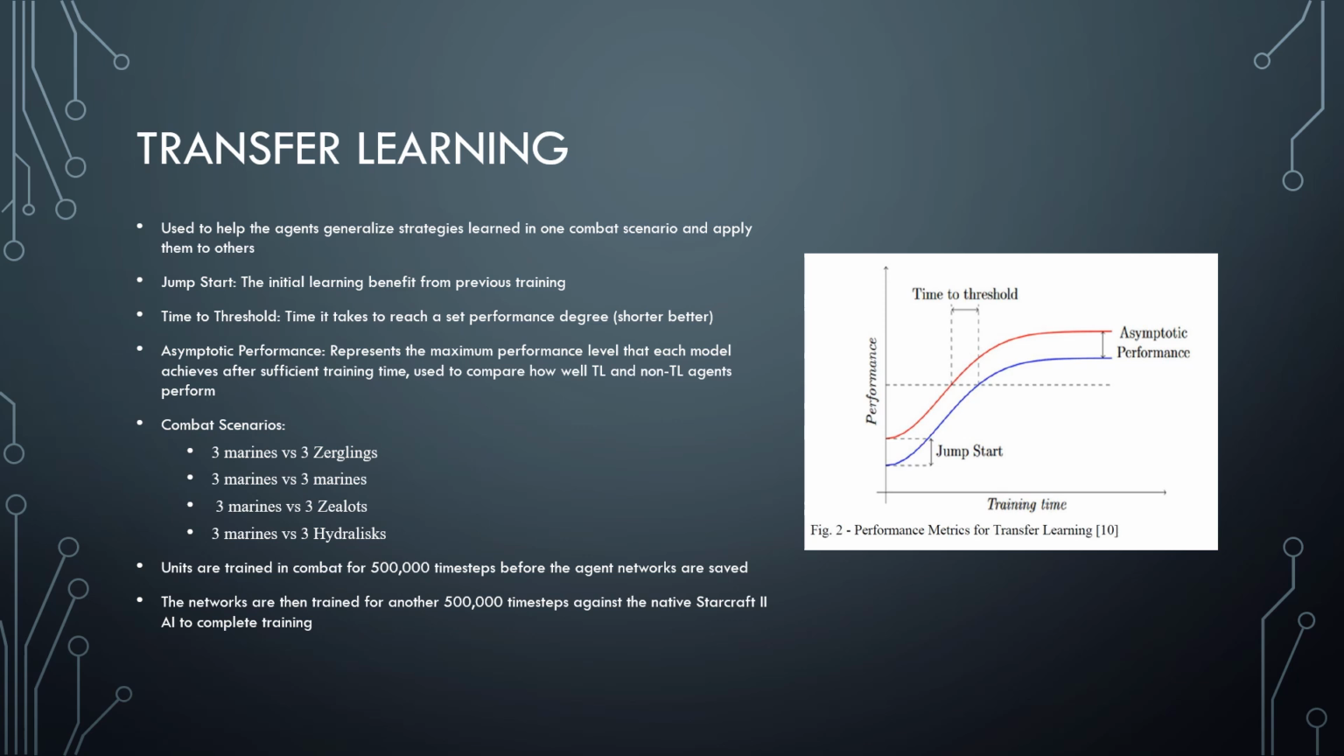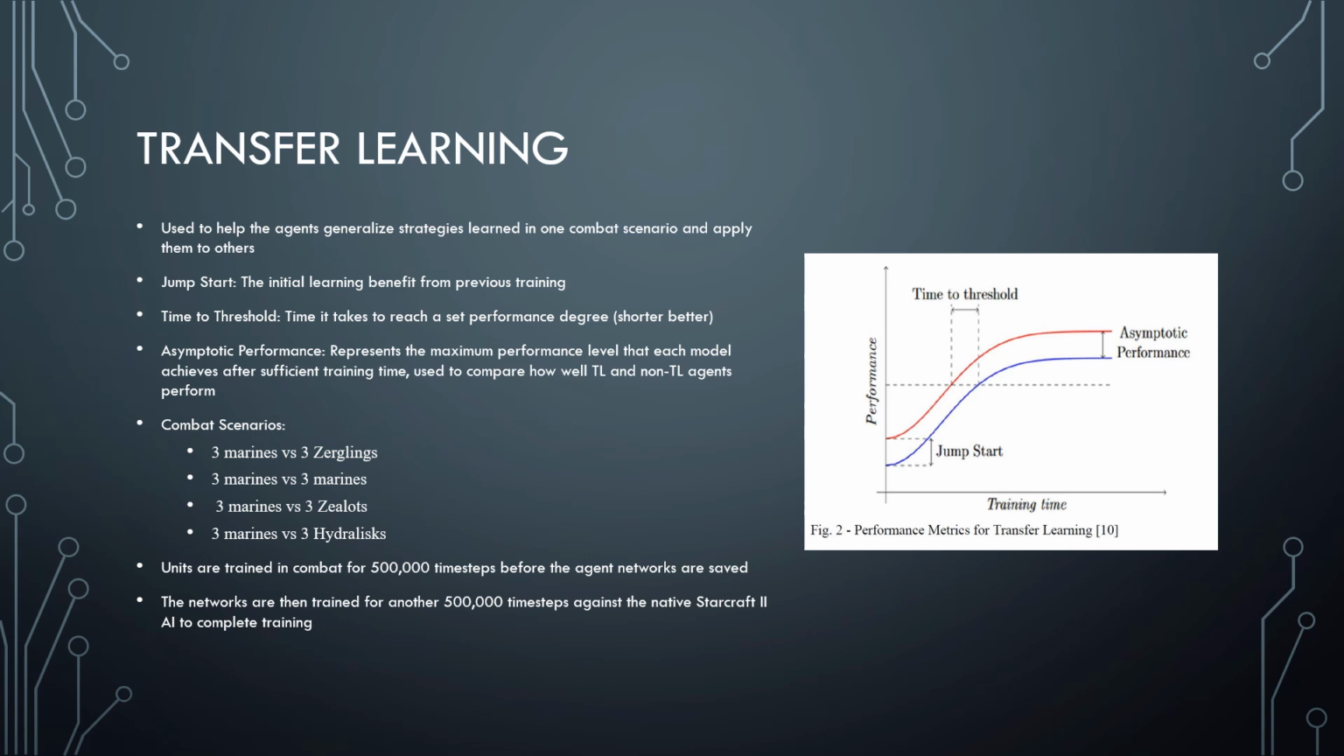So the researchers do use transfer learning to help agents generalize the strategies that they learn and to speed up training across different combat scenarios. The combat scenarios involve the baseline Marines versus Marines, as well as the transfer learning Marines versus each different type of enemy that we listed before. It's a 3v3 in each case.